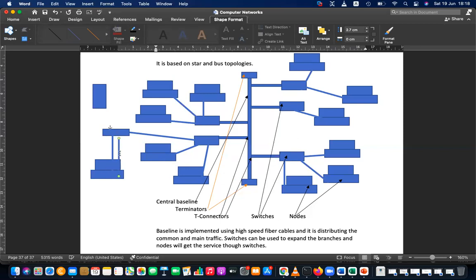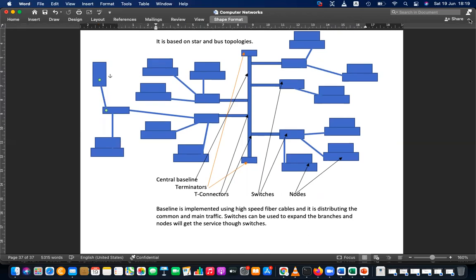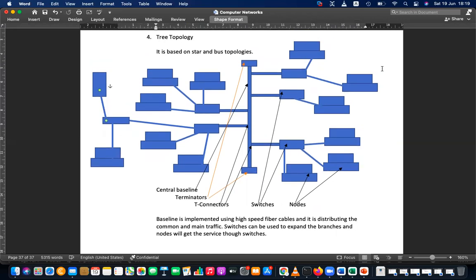Okay, can you tell me the advantages and disadvantages? You can easily tell, because on the previous day we discussed bus topology and star topology. You know the advantages and disadvantages of both. So those are the advantages and disadvantages of tree topology.